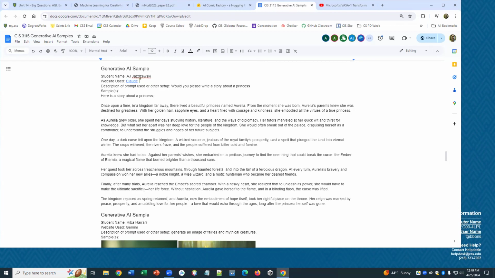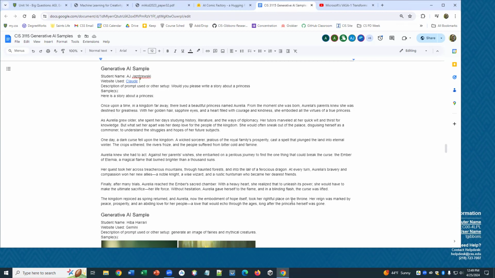Finally, after many trials, Aurelia reached the Ember's sacred chambers. With a heavy heart, she realized that to unleash its power, she would have to make the ultimate sacrifice, her life force. Without hesitation, Aurelia gave herself to the flame, and in a blinding flash, the curse was lifted. The kingdom rejoiced as spring returned, and Aurelia, now the embodiment of hope itself, took her rightful place on the throne. Her reign was marked by peace and prosperity and abiding love for her people, a love that would echo through the ages long after the princess herself was gone.